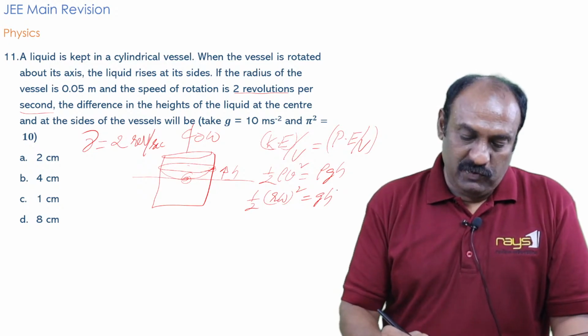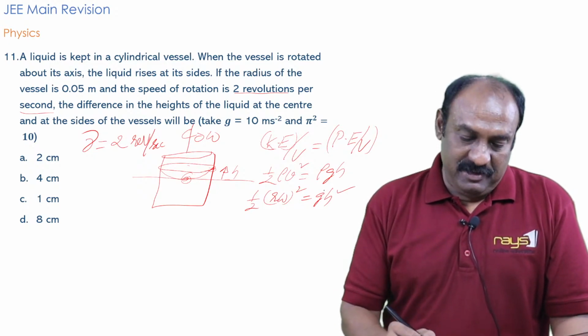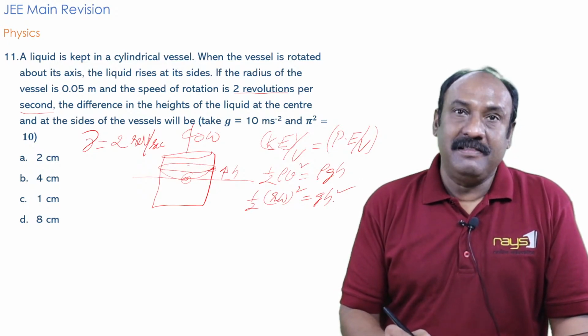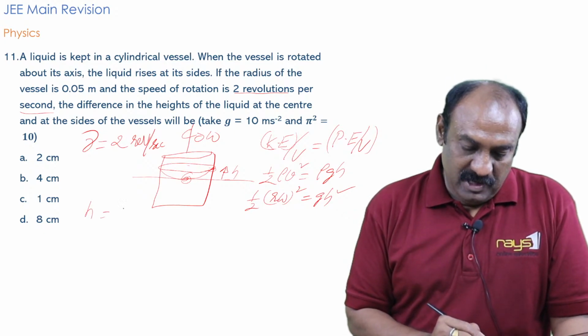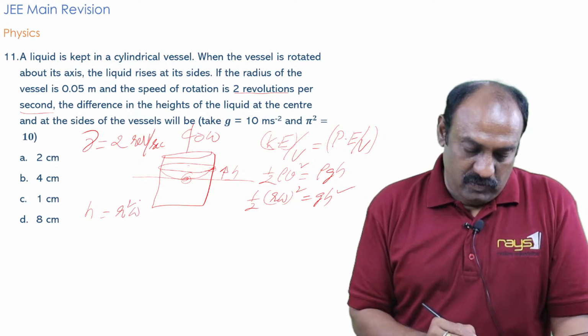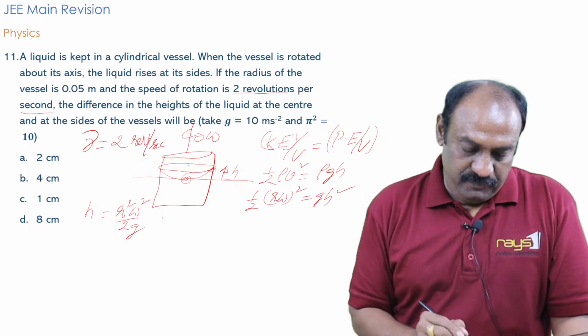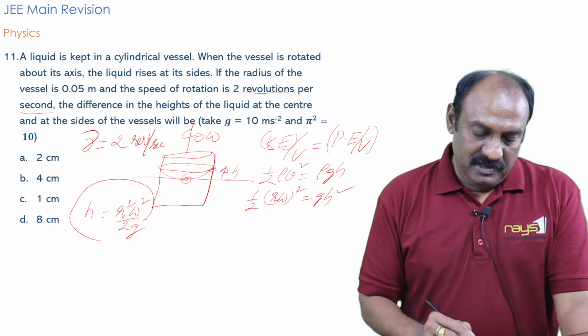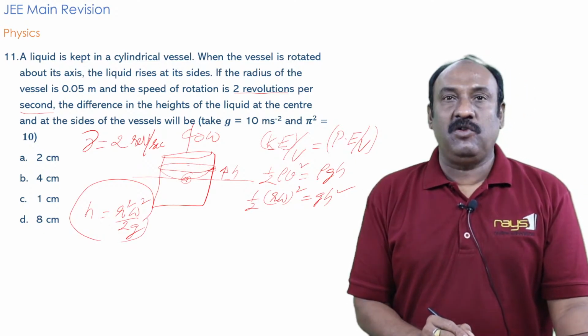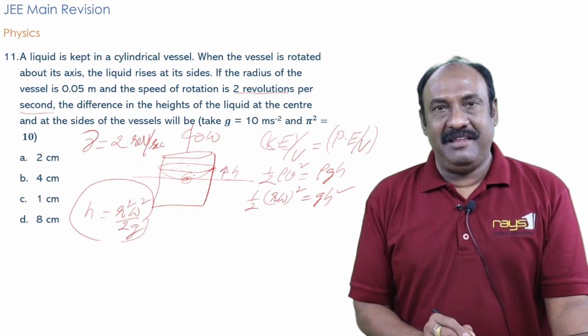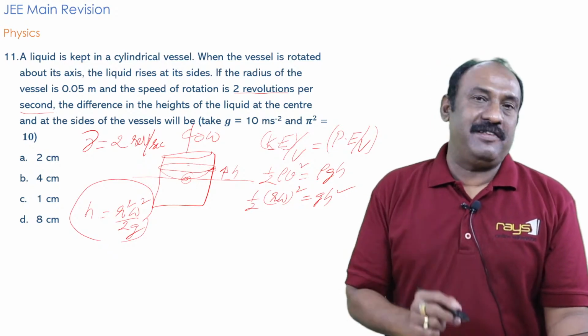So from this, what do we want? What is the height raised due to the rotation of this vessel? So h is equal to r square omega square by 2g. This is the height at which the liquid rises along the sides of the vessel with respect to the center of rotation of the liquid in a rotating vessel.